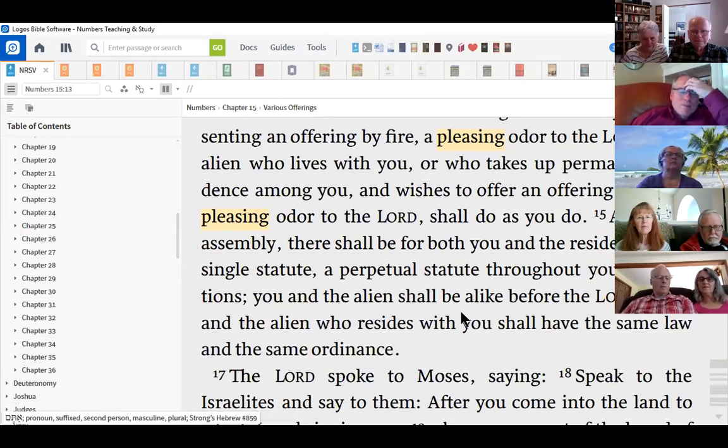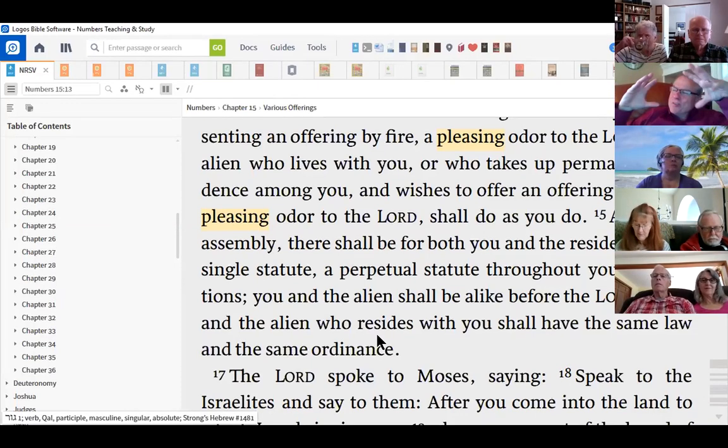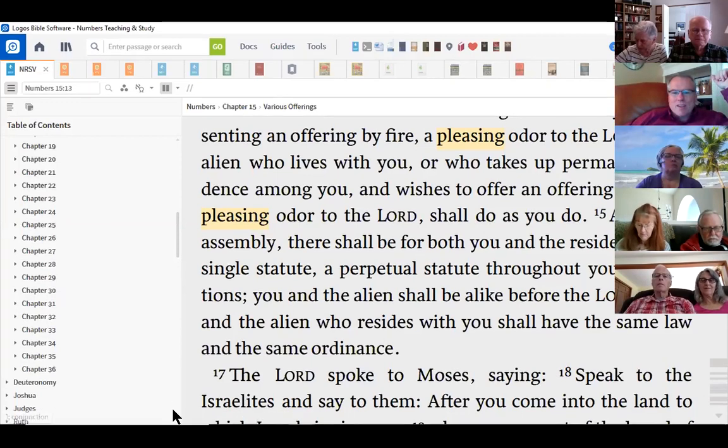I really like your comment, Bruce, because at first I was thinking of it as how the Israelites welcome someone who's an alien, but it also goes the other way. As an alien, these are the expectations that there are of you. So it kind of goes both ways. That's interesting. So yeah, good.